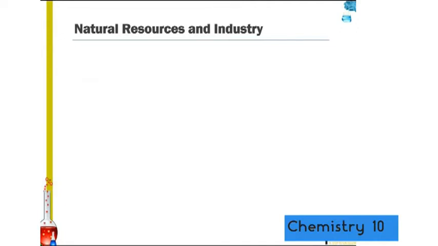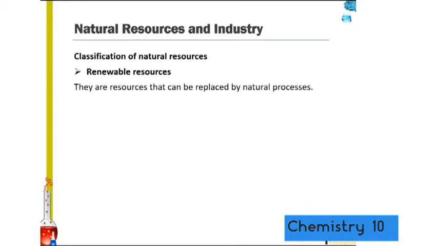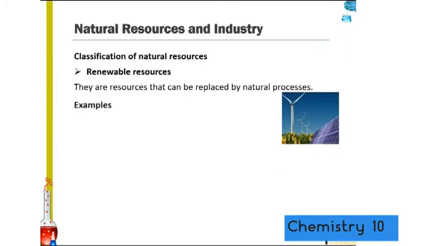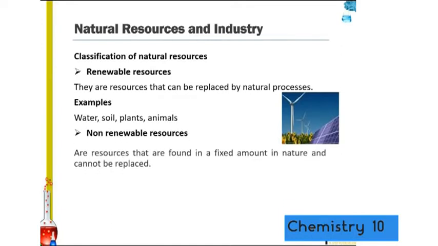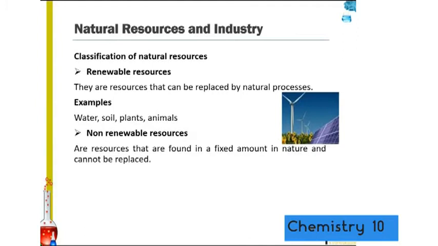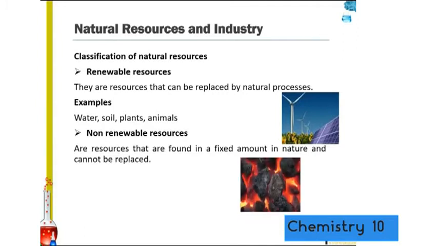Natural resources can be classified into two categories. Renewable resources, which are resources that can be replaced by natural processes, include examples of water, soil, plants, and animals. And the second category, non-renewable resources, are resources that are found in a fixed amount in nature and cannot be replaced. Some examples of these include natural gas and coal.